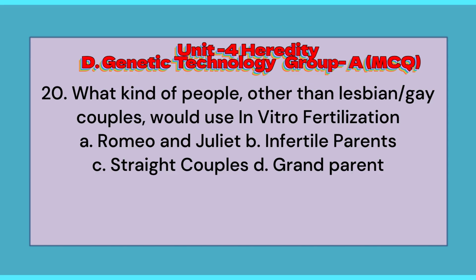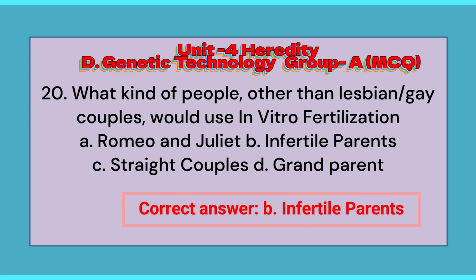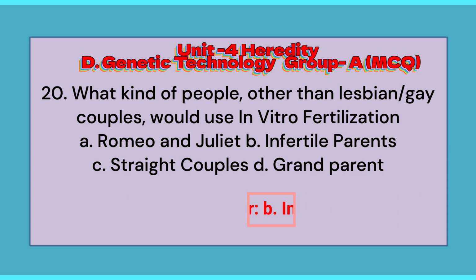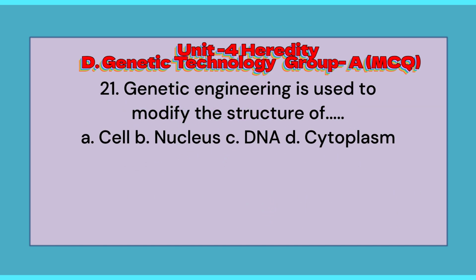20. What kind of people, other than lesbian and gay couples, would use in vitro fertilization? A. Romeo and Juliet. B. Infertile parents. C. Straight couples. D. Grandparent. Correct answer: B. Infertile parents.